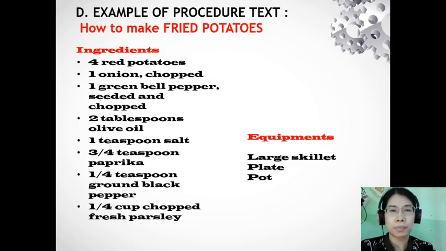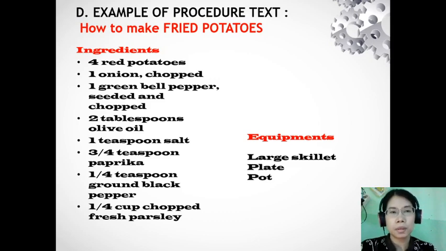Now next is the example of a procedural text. The example I take is how to make fried potatoes. As you can see on the right, the sentences here are actually the generic structure. How to make fried potatoes, that is the goal. And then we have the ingredients: 4 red potatoes, 1 onion chopped, 1 green bell pepper seeded and chopped, 2 tablespoons of olive oil, 1 teaspoon salt, 3/4 teaspoon paprika, 1/4 teaspoon ground black pepper, 1/4 cup chopped fresh parsley, and equipment. Again, equipment is optional. The equipment is a large skillet, plate, and pot.